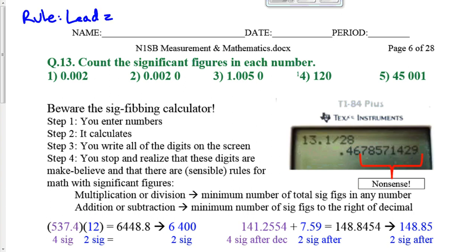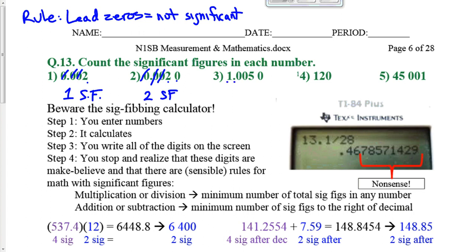Leading zeros equal not significant. Okay, so let's do it. Perfect. Lead 0, lead 0, lead 0, not 1 sig fig. Lead 0, lead 0, lead 0, not 2 sig figs. Not 5 sig figs. All of these actually represent something about the measurement.